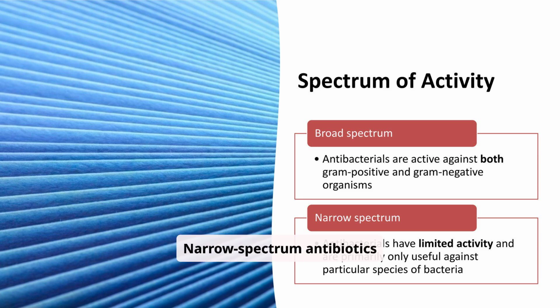Narrow spectrum antibiotics like penicillin G are more targeted and often preferred when the culprit is known. Which is more likely to cause a yeast infection: broad spectrum or narrow spectrum antibiotics?